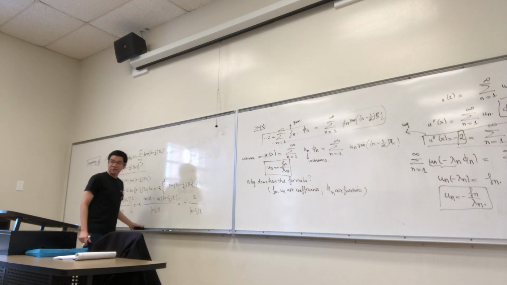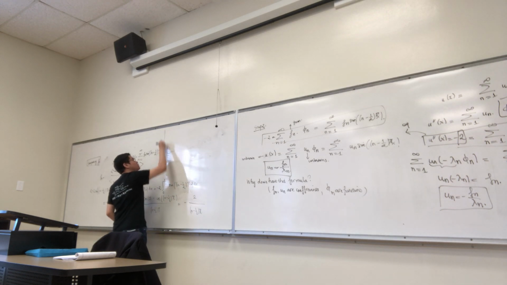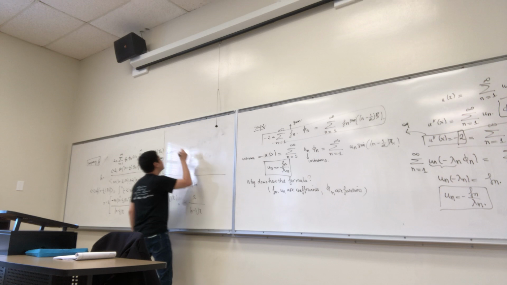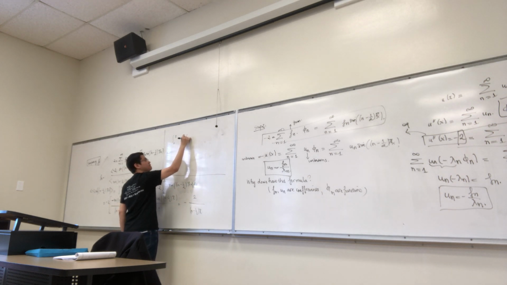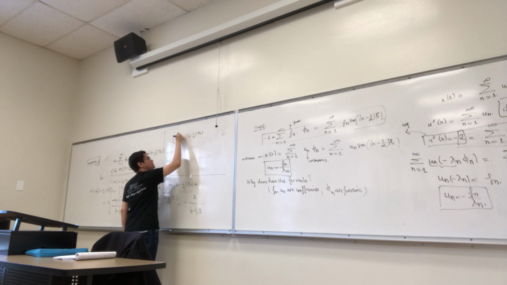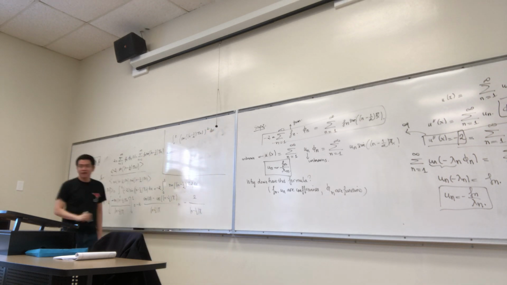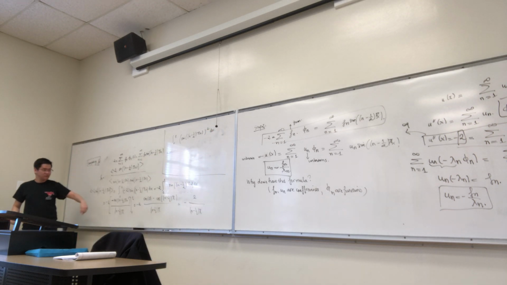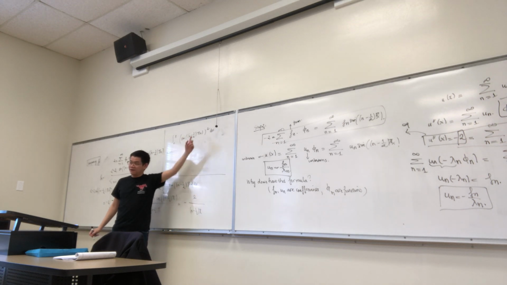All right, so let us compute the second one. The second one is the integral from 0 to 1 of sinus of (n minus 1/2) pi x, squared, dx. So this is the second one. I'm going to compute this and I'm going to divide this by that one.